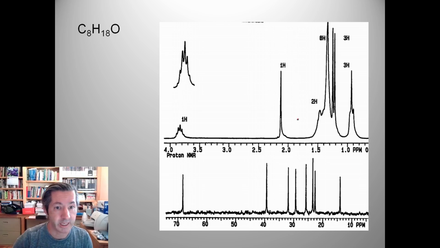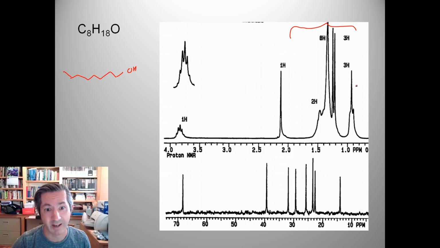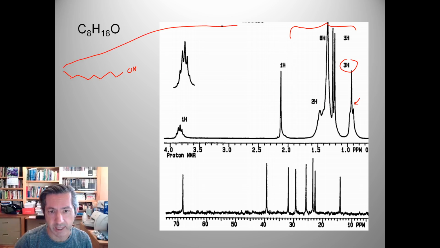This is a long chain compound. This is actually octanol. 1, 2, 3, 4, 5, 6, 7, 8. And sometimes with these long chain compounds, you don't get very good resolution in your proton spectrum. In fact, we have a lot of overlap here. So if we start here on the shielded side, we do have 3 hydrogens. It looks kind of like a triplet right there. That's this guy all the way at the end of the chain. And that's common that you'll see that at the end you might be able to see that triplet.